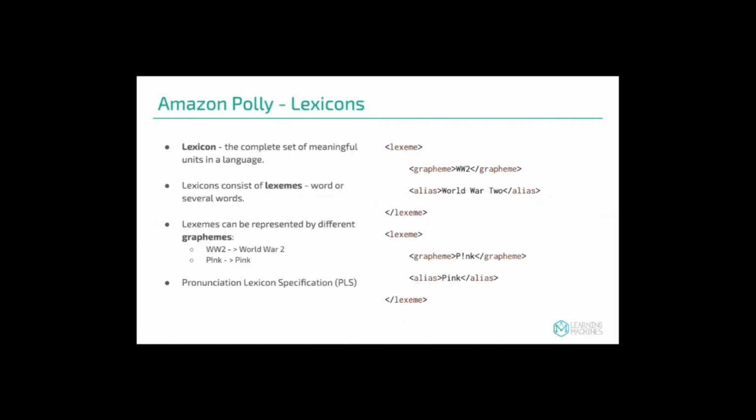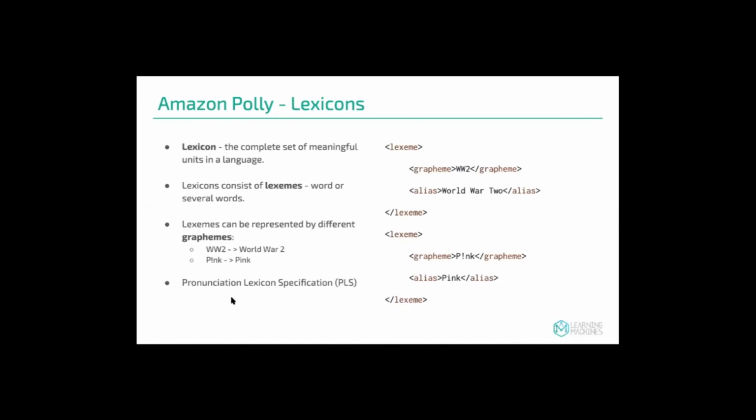All right, now in addition, you might want to specify specific words which might need to be translated in a specific way. So in any given language, there's what is called a lexicon. Your lexicon is the set of words which carry meaning, and those words are also called lexemes. And these different lexemes can be represented in different textual representations. So something like an abbreviation, like World War II, might be abbreviated as WW2.